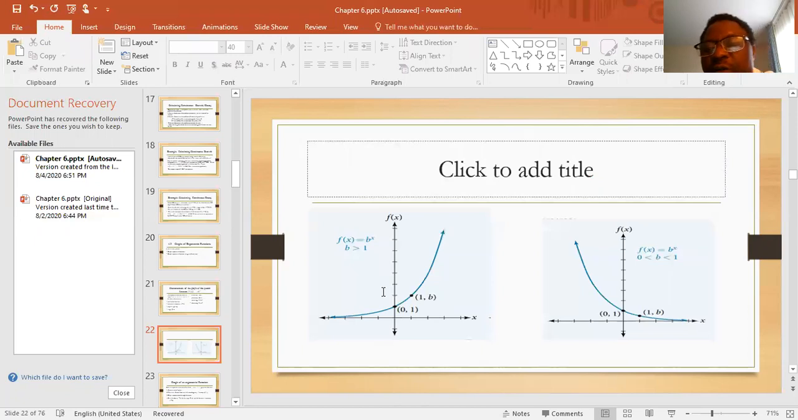Now, these are two graphs representing exponential functions. The first one is the graph for b raised to power x when b is greater than 1. It is an increasing function. The second one is the graph for the same type of function, but b is between 0 and 1, and we have a graph of a decreasing function.